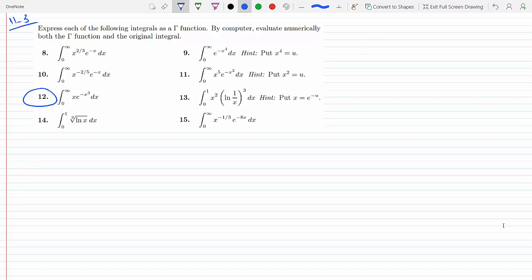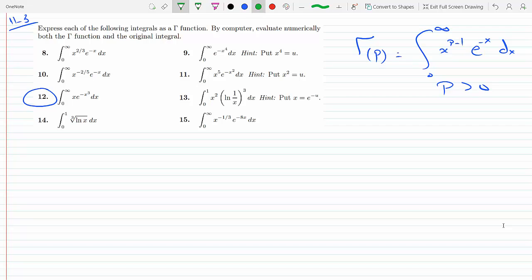We know that the gamma function of p is equal to the integral from 0 to infinity of x raised to the p minus 1, e to the minus x dx, for any p greater than 0. So the trick is to turn the form of the integral in problem 12 into the form that I just wrote, e to the minus x. Notice that in my question I don't have e to the minus x, I have e to the minus x cubed.